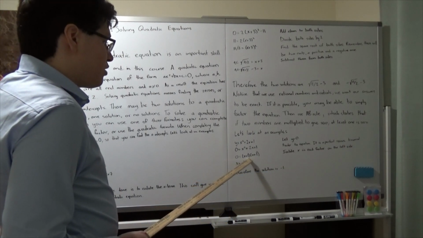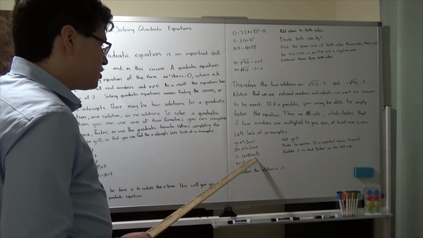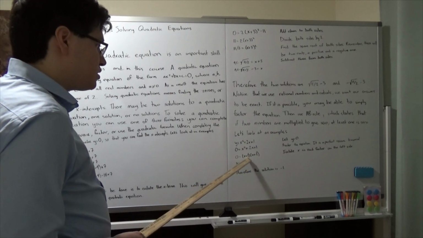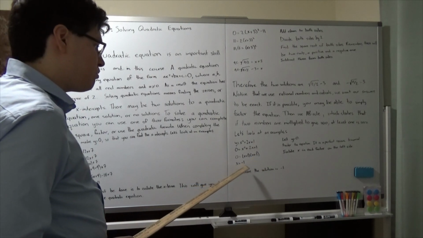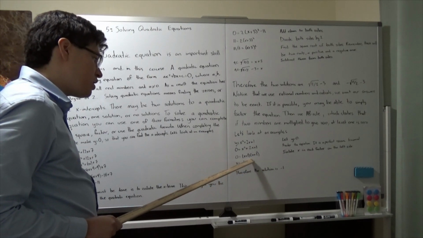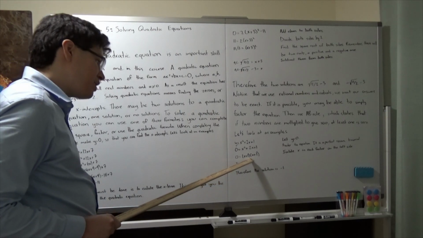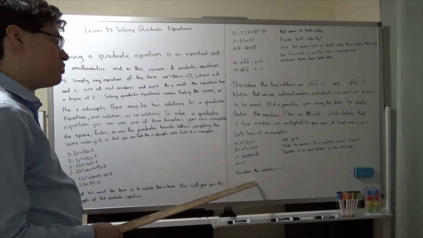Finally, we follow the AB rule. If x plus 1 times x plus 1 equals 0, then x plus 1 equals 0 or x plus 1 equals 0. Since x plus 1 equals 0 and x plus 1 equals 0 are the same thing, there's only one root. So we isolate x plus 1 equals 0 for x. X equals negative 1. Therefore the solution is negative 1, and there's only one solution.